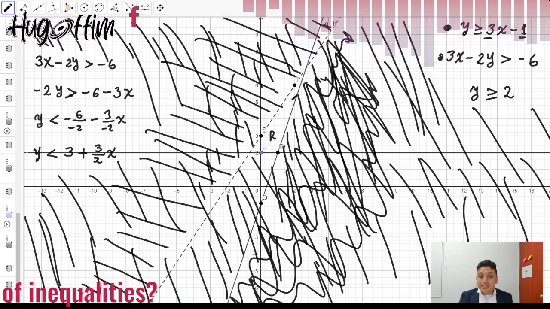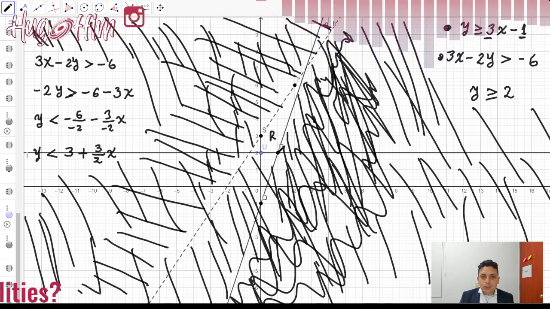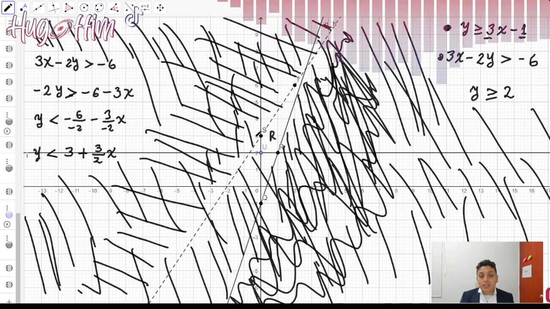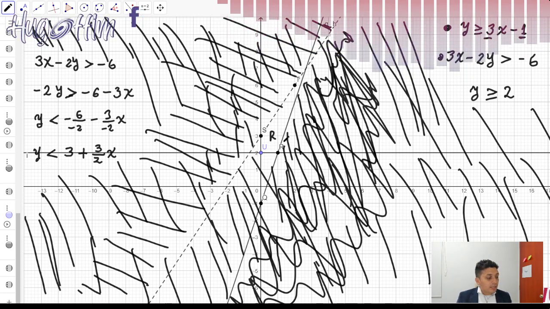So it means that any point inside this region R is going to be a solution of the system. Look at that, the solid lines are also solutions of the system. So for example, the point (0, 2) is a solution of the system. The point (1, 2) is a solution of the system. The point (1, 3) is a solution of the system. But for example, the point (0, 3) is not a solution of the system because it's not in the wanted region. As it's a dashed line, it means that it's not in the region. Okay? And this is how you can get the solution of a system of inequalities.